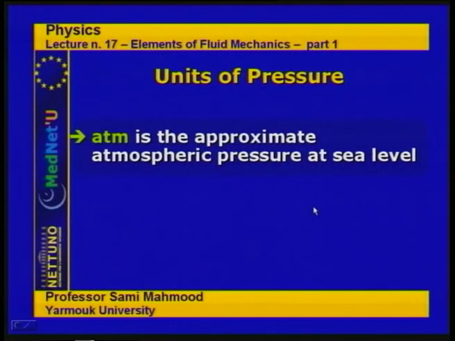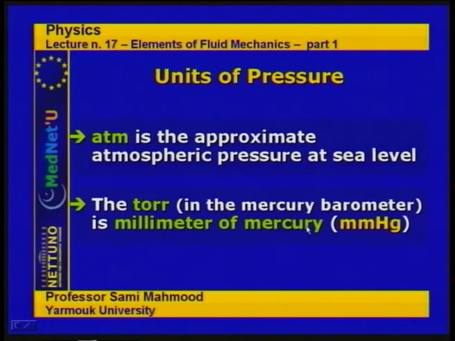The ATM unit, as we said, is the approximate atmospheric pressure at sea level. That's the convention for it. When we say 1 ATM, that's the atmospheric pressure at sea level. And the torr is a millimeter of mercury, millimeter Hg, as measured in the mercury barometer, to be discussed a little bit later.